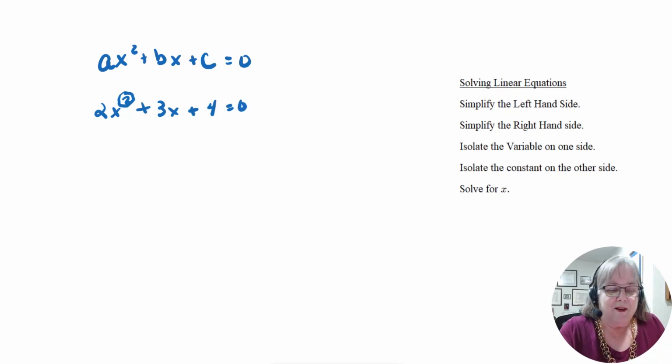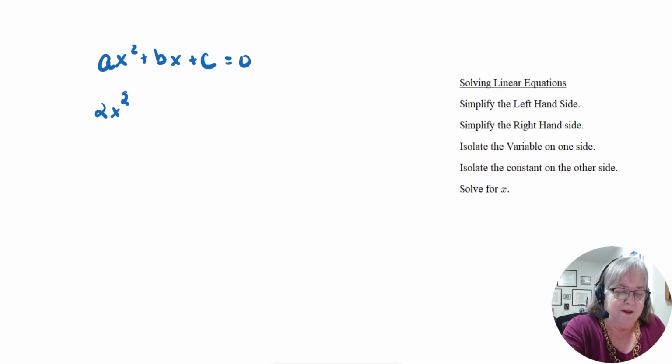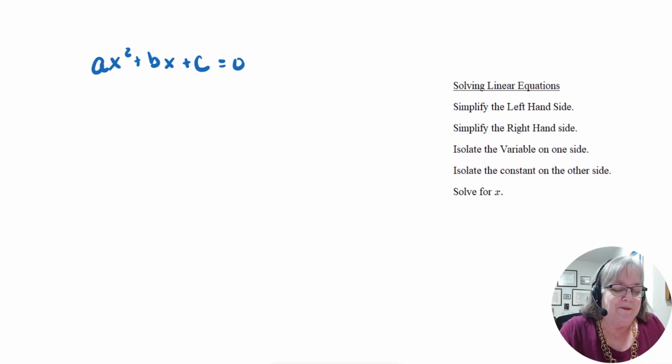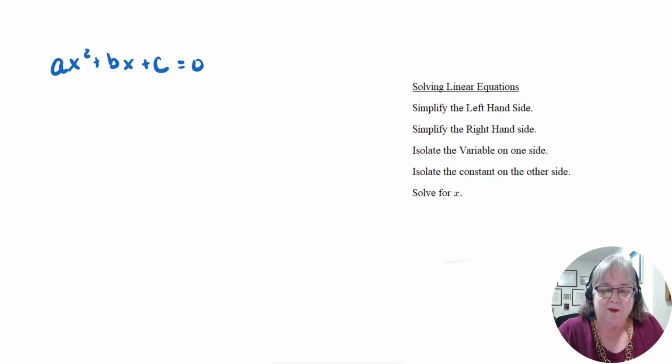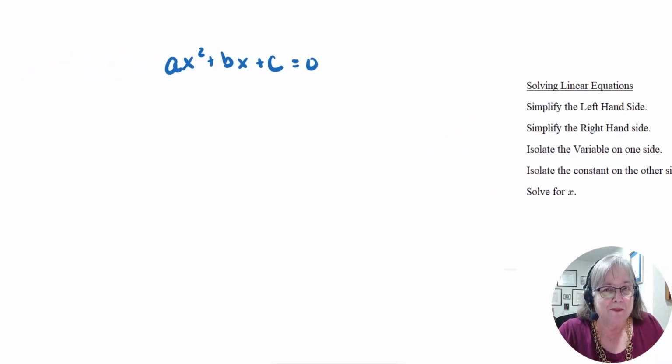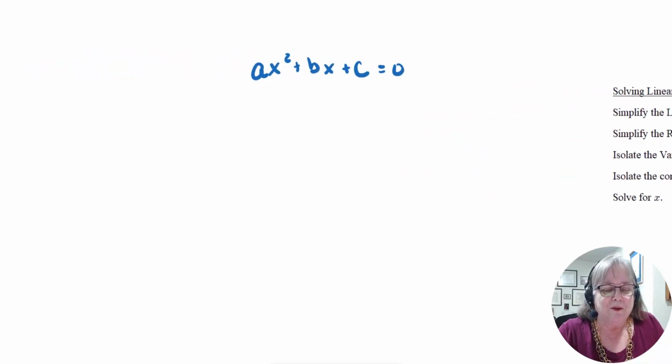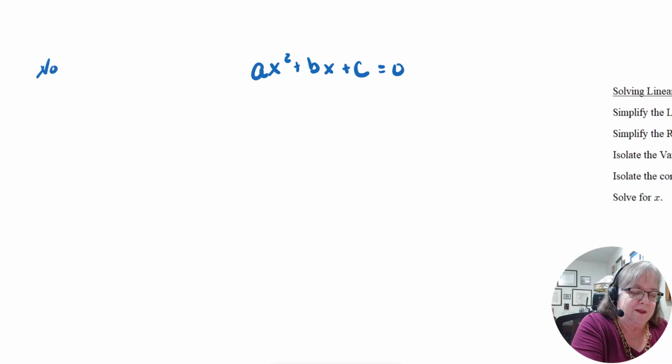It could be missing this 3x term and just be 2x squared plus 4, and it would still be considered quadratic, right? And it could even be 2x squared is equal to 0, and it would still be a quadratic because it's got an x squared, though that becomes kind of like a trivial problem, but you get my drift. Now, what we do here is substantially different than what we're doing over here with linear because these are going to be nonlinear equations. So if we have nonlinear, it's going to be a different set of rules.